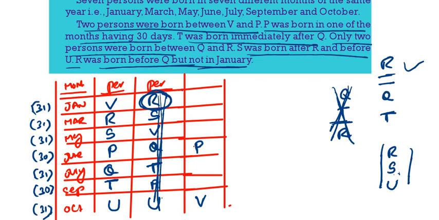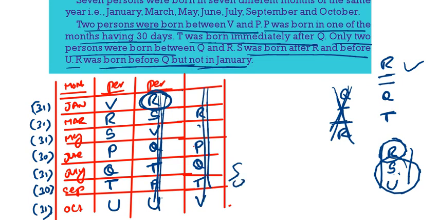Now you see the third one. So first R. Take 2 gap Q. Next T. But after R there should be S and U. But we can't get S and U here. So this one is also ruled out. So this one is only correct. Now come to the questions.